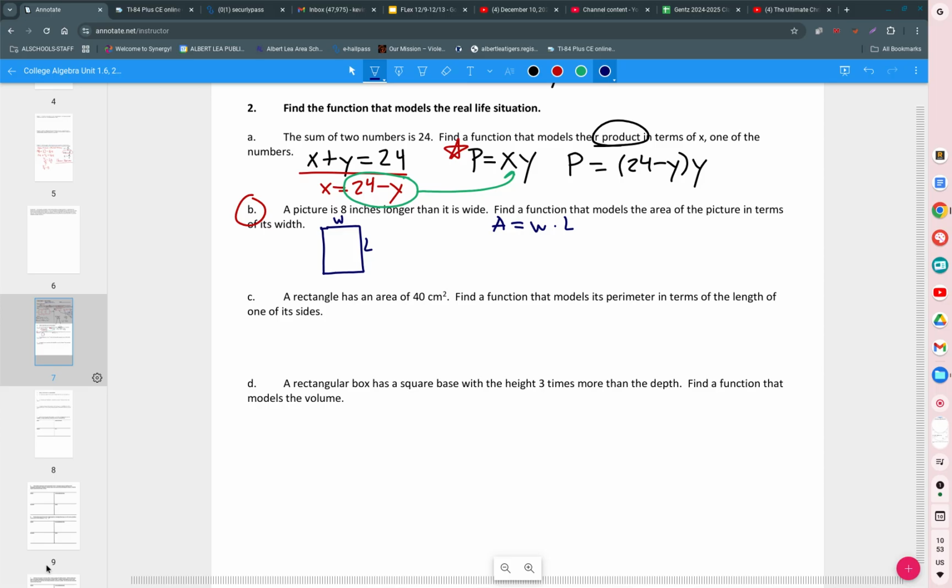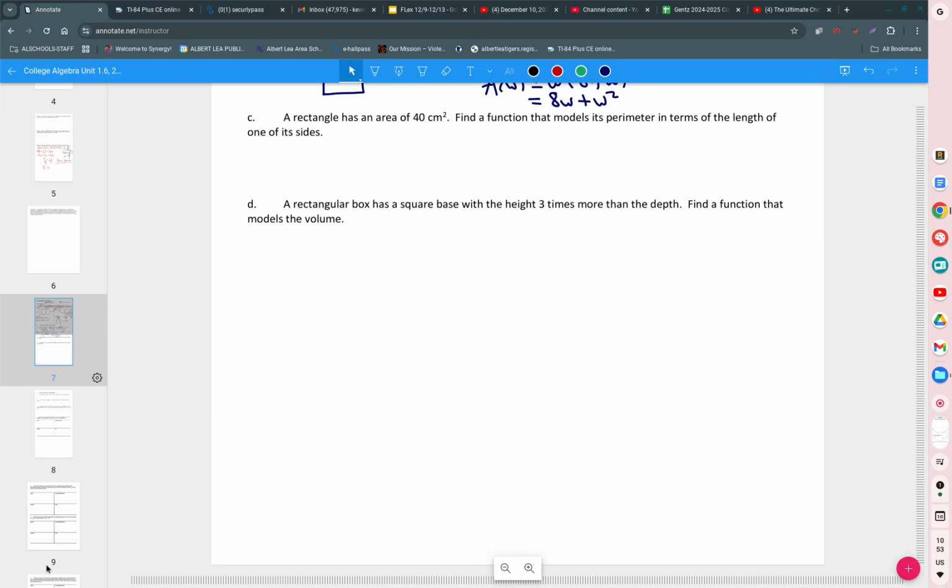It says find a function that models the area, so that's what I want. One piece that I know is the length is 8 more than the width. So you could substitute it right in for L. I'm looking at the area in terms of width is equal to W times 8 plus W. Or if you wrote it as 8W plus W squared, that would be correct. Thumbs up if you got that one on your own. Good job.